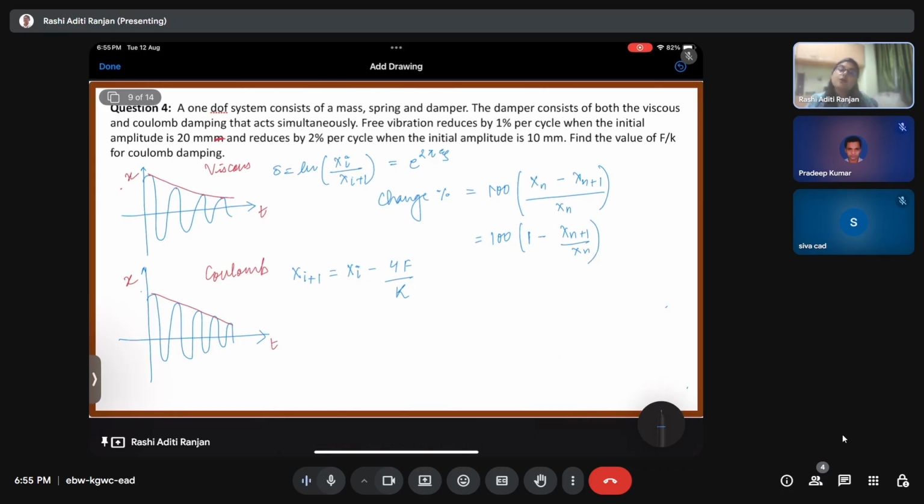Okay. Now I do have a relation for this. I have xi by xi plus 1. So if we do its inverse, we can get this relation. So this will turn out to be 100 into 1 minus e to the power 2 pi eta. Right? This is the change of percent because of the viscous damping. So we'll just write it as delta x because of v.